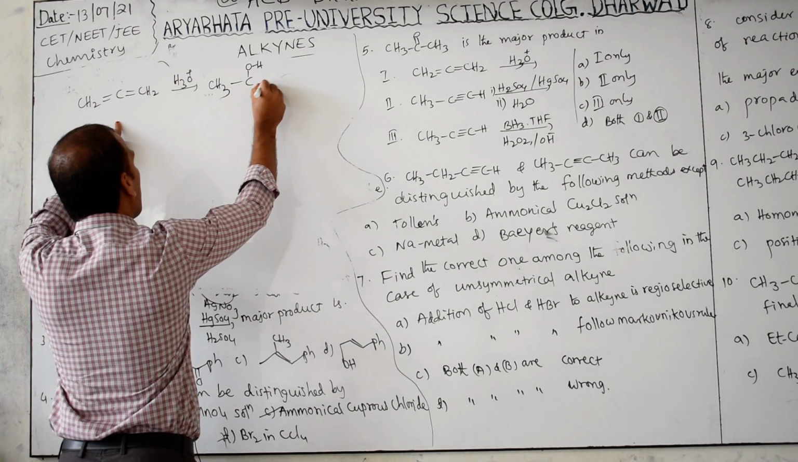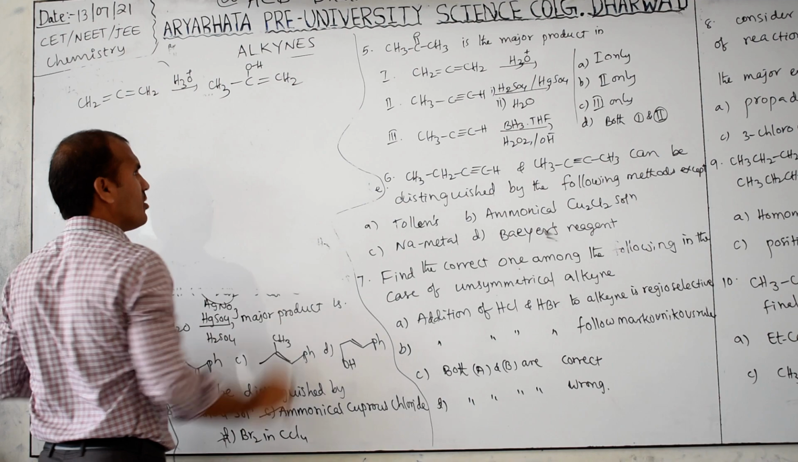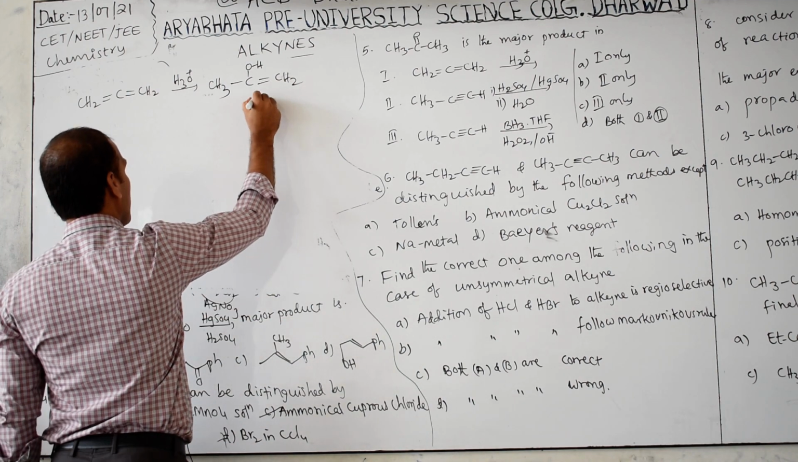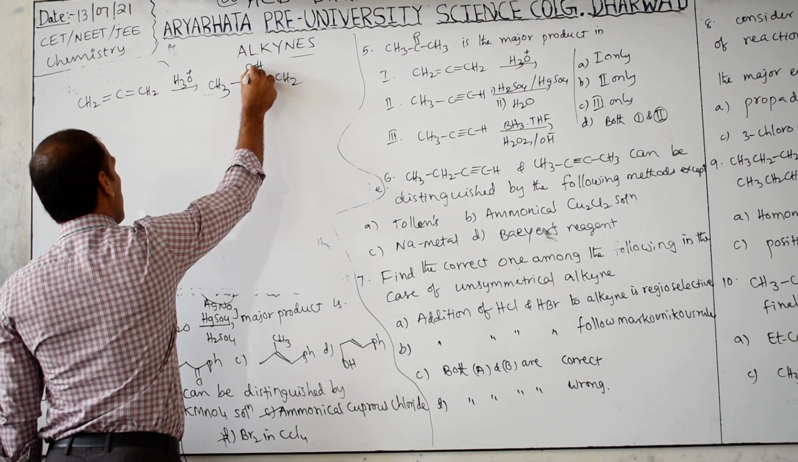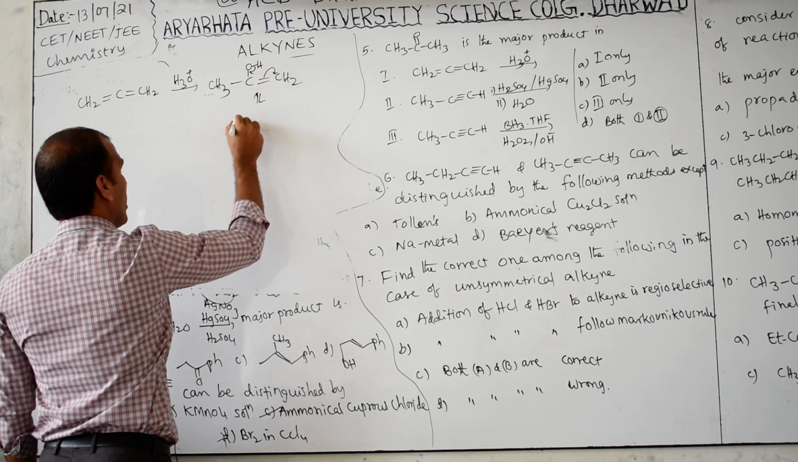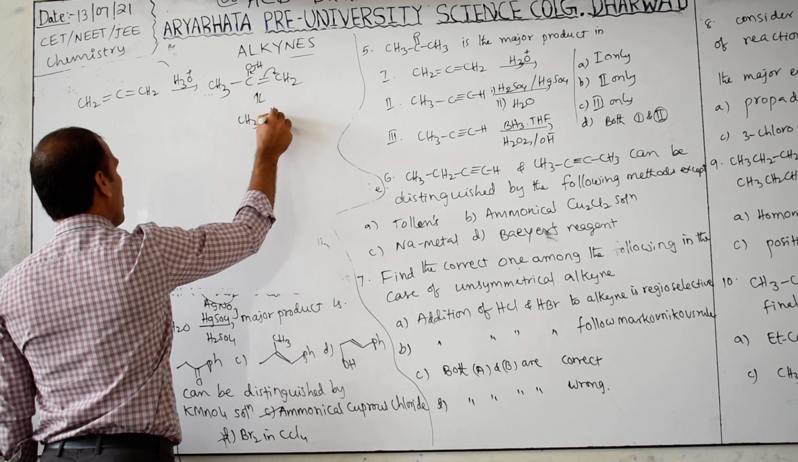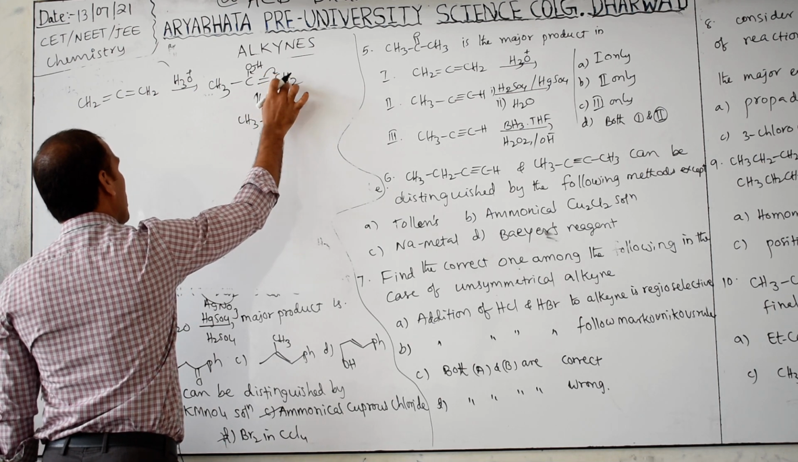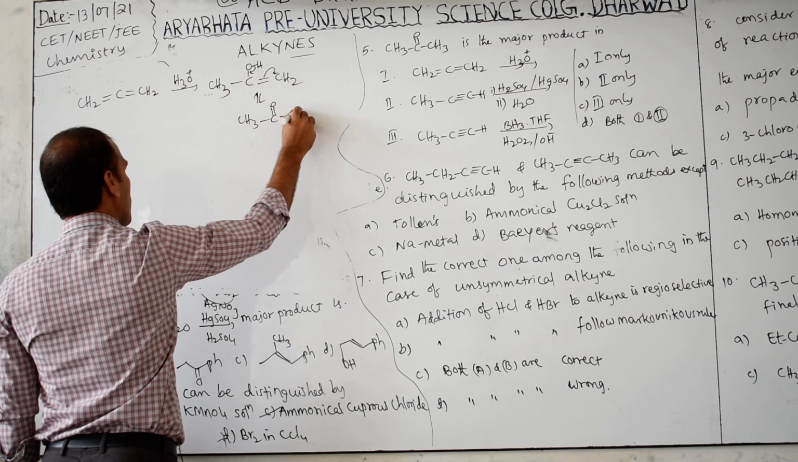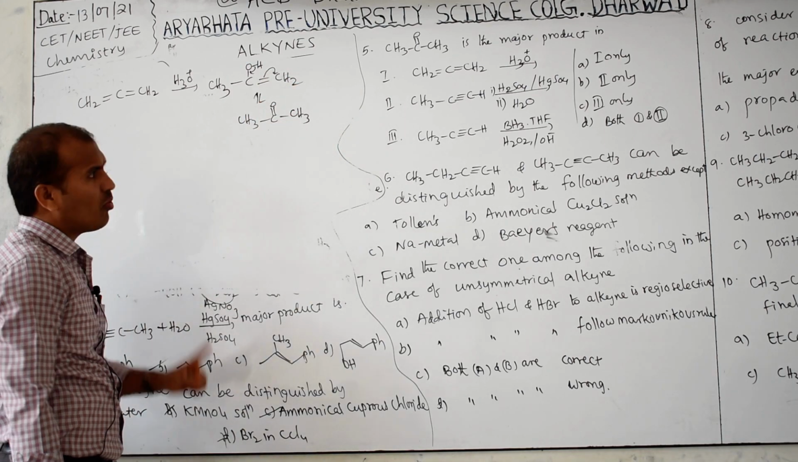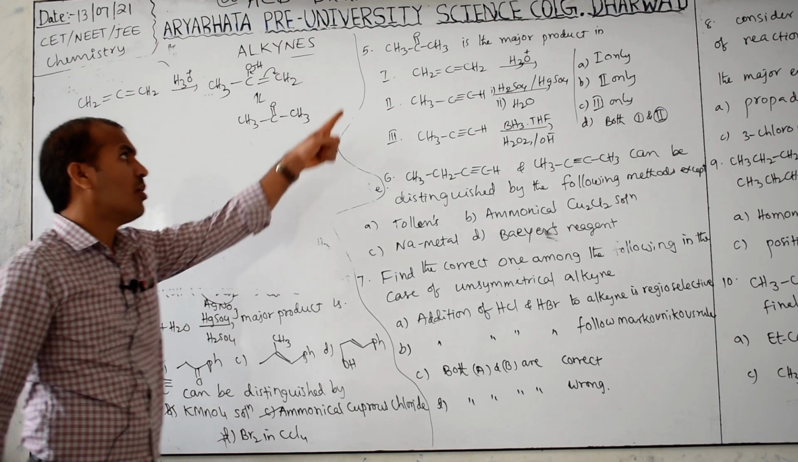What remains here? Double bond CH2. Now, is keto-enol tautomerization possible here? Then CH3 C double bond O single bond H, with minus and H plus. This is converted into the ketone. So one is possible, the acetone product is possible.